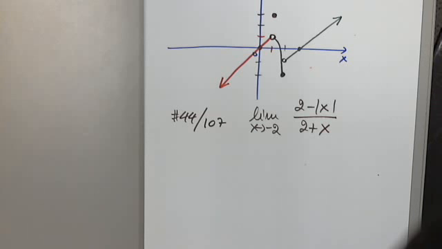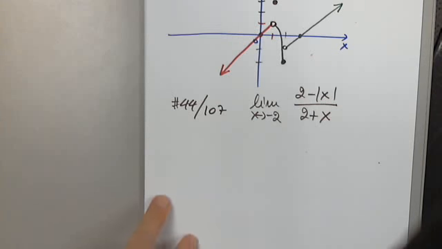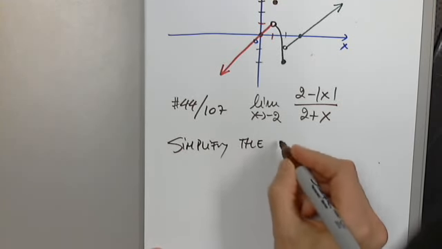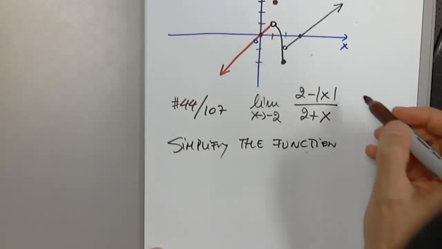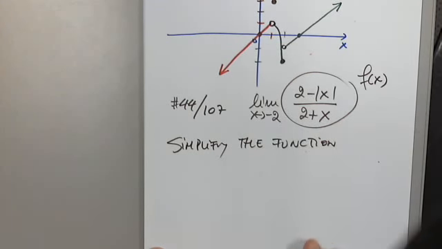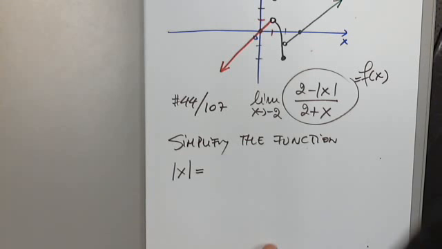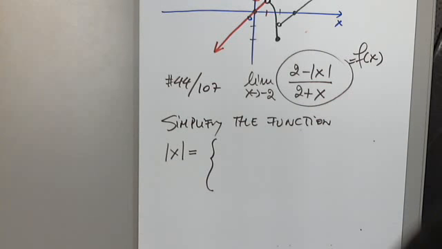Here's how we start. We have to start by simplifying the function. This is the function. I'm going to call it f of x. You can give it any name you want. And I have to start with the absolute value of x. The absolute value of x itself is a piecewise defined function. So can anyone tell us how to express the absolute value using the formal definition of the absolute value? What can the absolute value be?